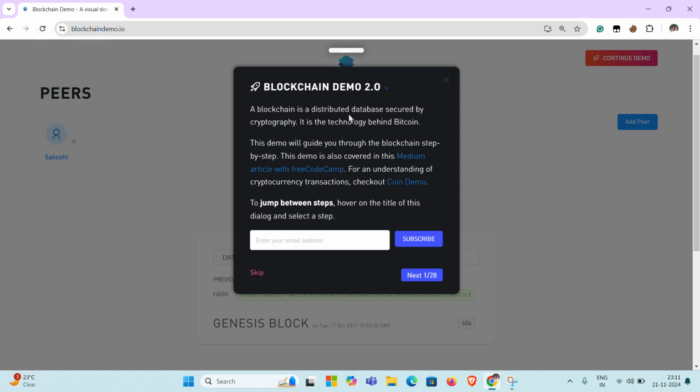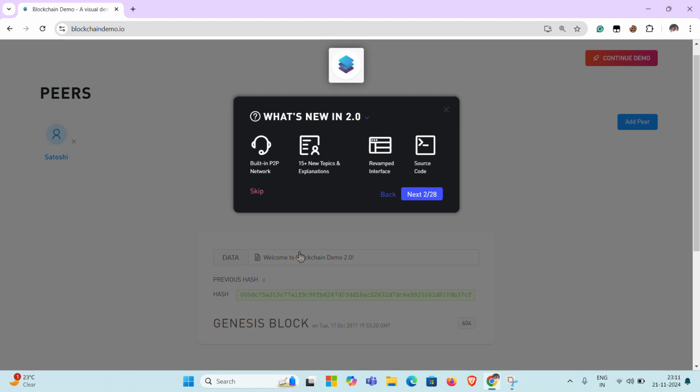The blockchain is a distributed database secured by cryptography. It is the technology behind Bitcoin. Bitcoin runs with the help of blockchain, which is its backbone. One property of the blockchain is a built-in peer-to-peer network. What is a peer-to-peer network?